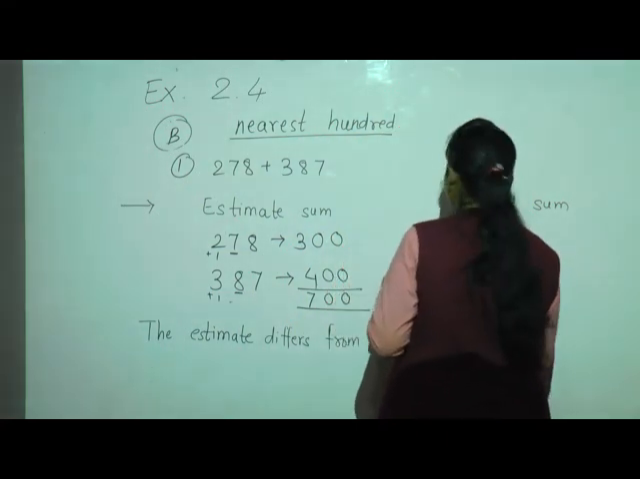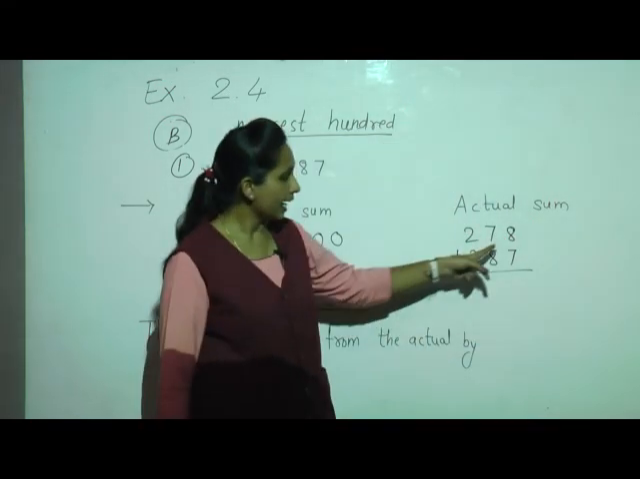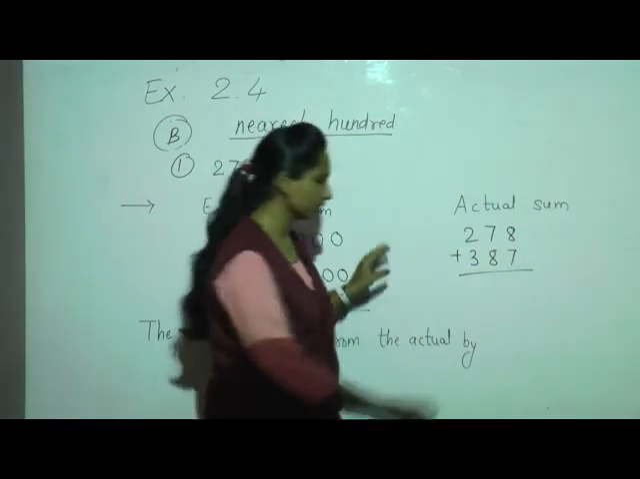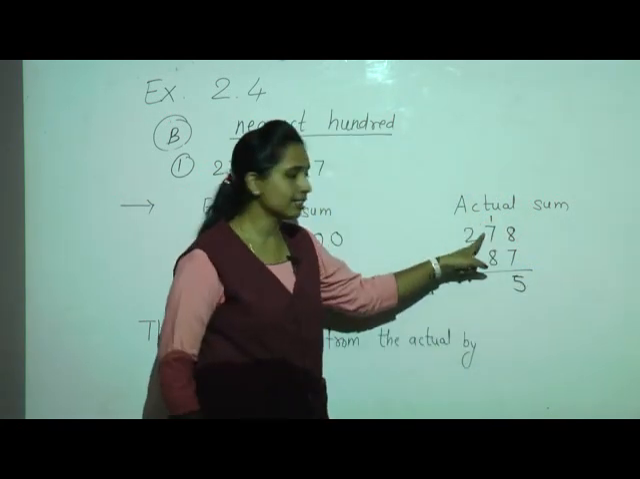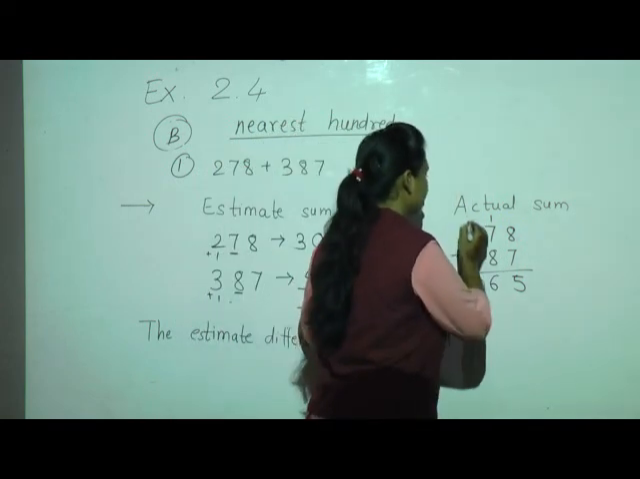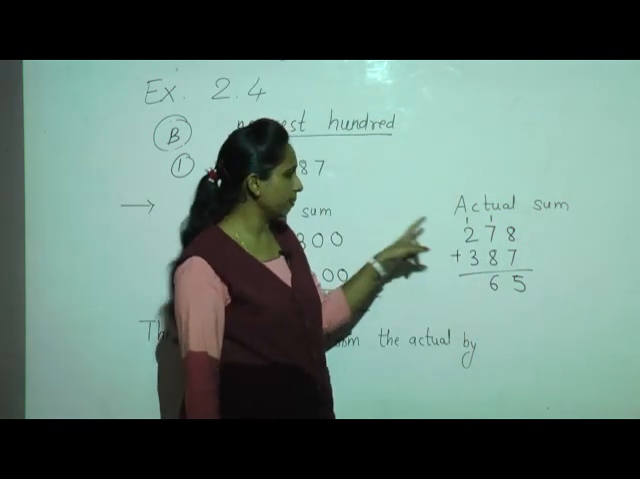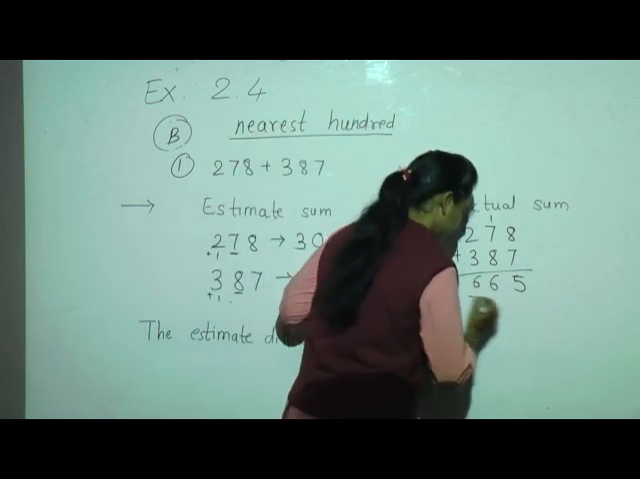278 plus 387. Now see, 8 plus 7, 15, write 5 and 1 will carry. 1 plus 7 is 8, 8 plus 8 is 16. 6 here, 1 will carry to hundreds place. 1 plus 2 is 3, 3 plus 3 is 6.